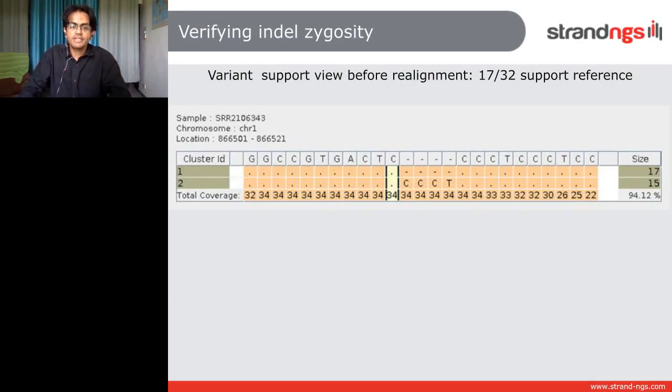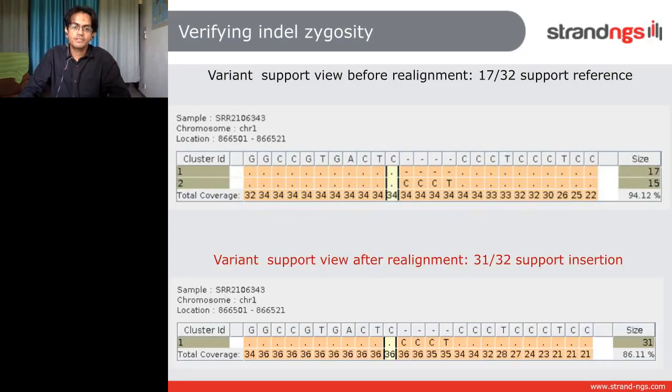So 17 out of the 32 support the reference before realignment, but after the realignment, all of them except for one support the insertion, right? So this makes the zygosity of this particular indel, in this case just an insertion, much clearer.